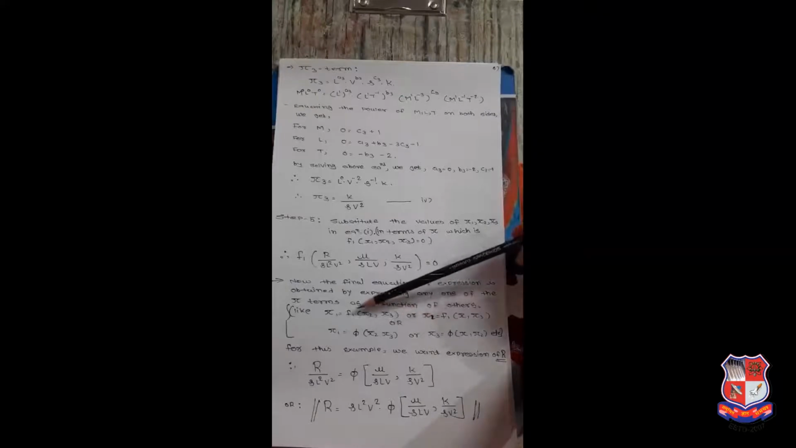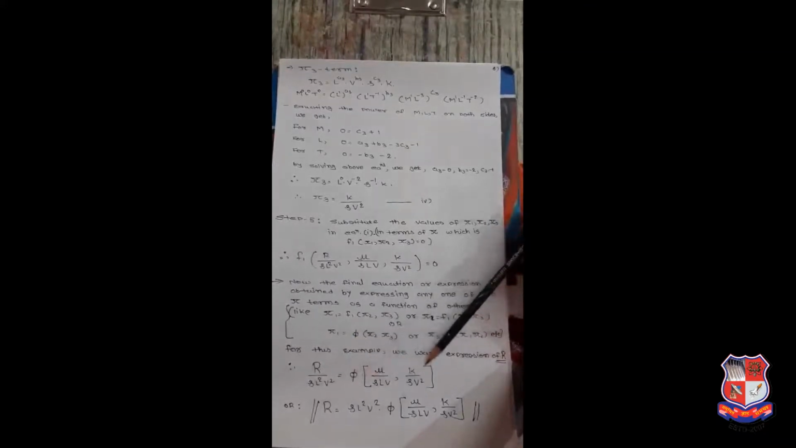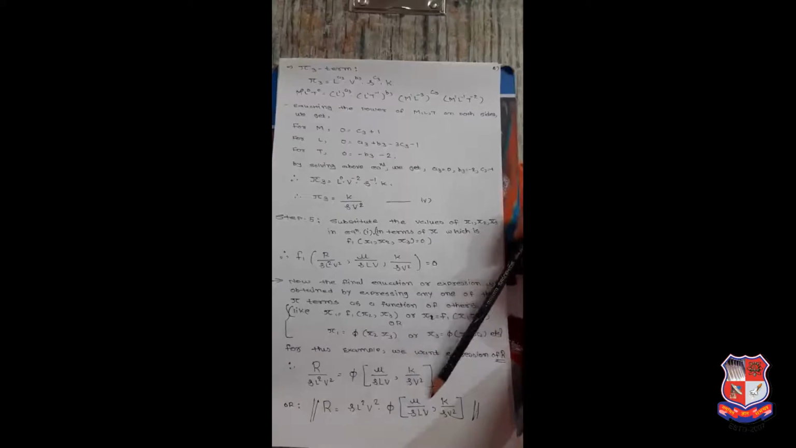So we replace the function f1 with phi. It can be written as pi 1 is equal to function phi of pi 2, pi 3. For this example, we want the expression of r. So this term is equal to a function phi of these two. So r can be written like this. This is our final answer, meaning r is a function of these variables.